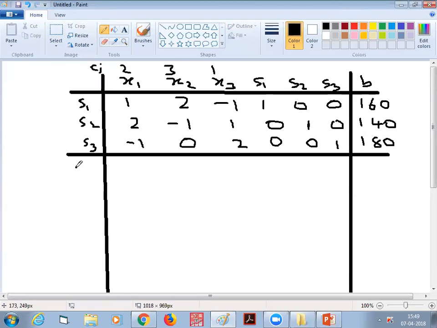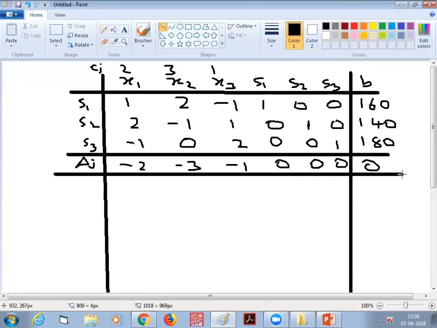Okay, so let's write down the delta J quickly. It's just the negative of this. So minus 2, minus 3, minus 1, 0, 0, and 0. And of course, Z is also equal to 0. So this is our initial solution.